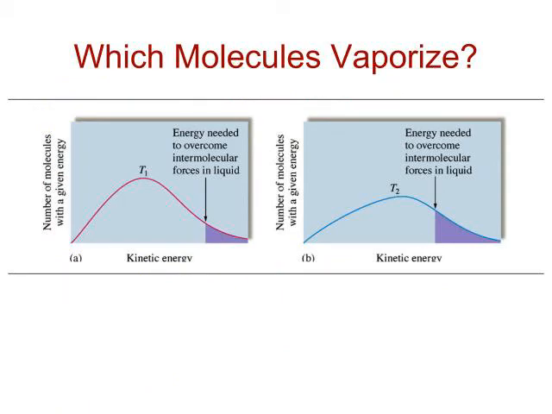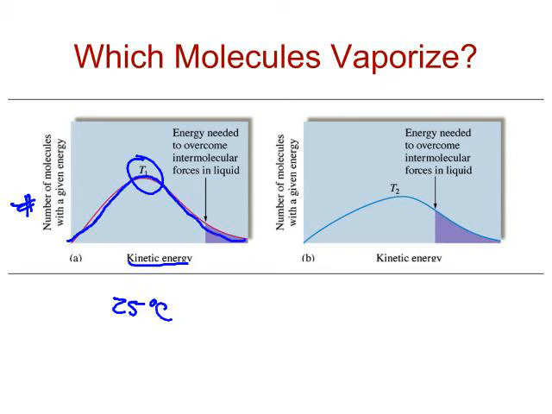Now, let's take a look here at a picture. These are two graphs, and what these are showing is a distribution of kinetic energies had by molecules in a liquid sample. So here on the y-axis you have the number of molecules with a given kinetic energy, and here on the x-axis you have the kinetic energy. Now, assume for a second that we're at temperature 1. Temperature 1 could be any temperature. Let's just say, for the sake of argument, it is room temperature, 25 degrees Celsius. Okay. Here's the distribution of kinetic energy that is had by molecules in a sample.